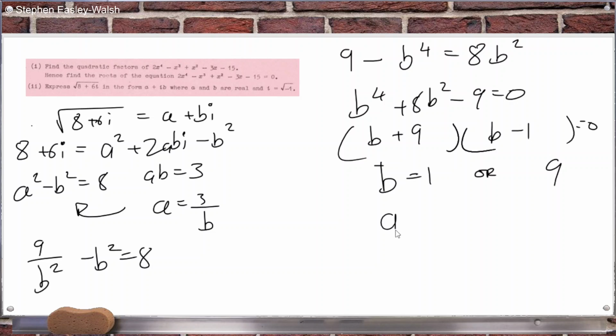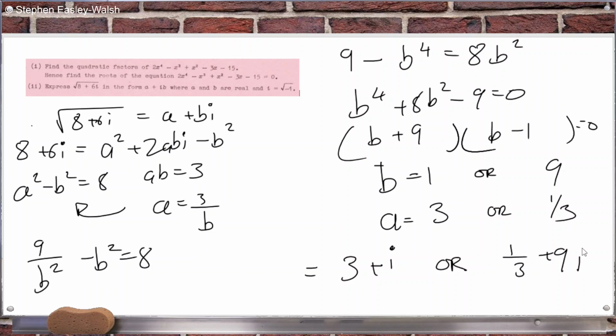And then a is 3 over b. So that's 3 over 1 or, hang on, let me not get confused. B is 1 or 9 and a is 3 over b. So that's 3 over 1 or 3 over 9, 1 over 3. Interesting. So that means it's equal to a plus bi, 3 plus i, or 1 over 3 plus 9i.